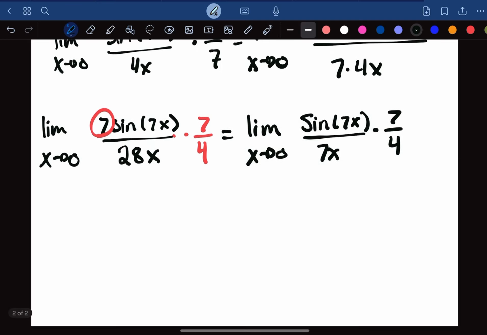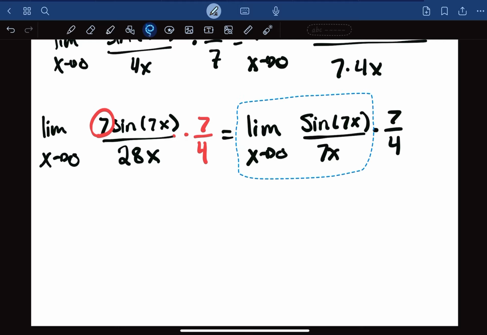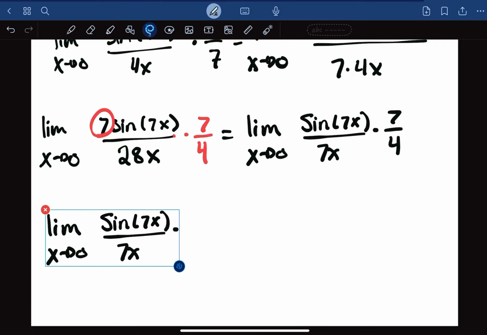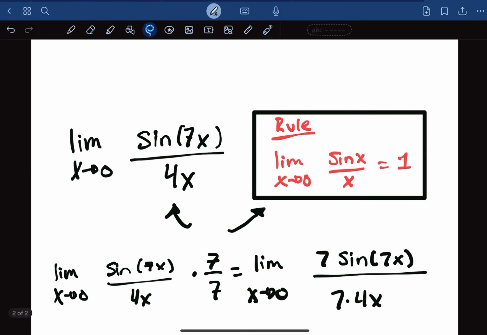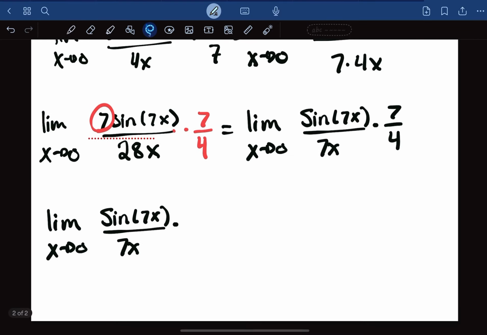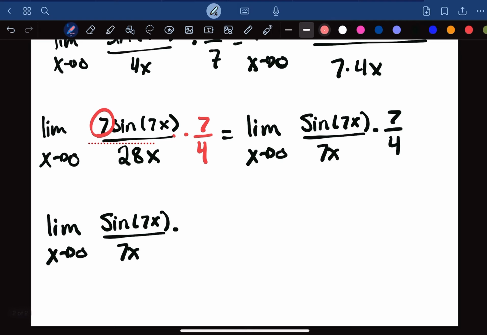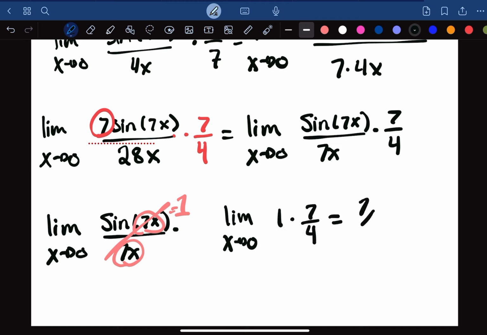So now having this limit as x is approaching 0 of sine 7x over 7x, this is basically the same thing as our rule where the limit as x is approaching 0 of sine x over x. So this is just going to become 1 using our rule. Because we have the 7x in the numerator and 7x in the denominator, this ends up just equaling 1. And so we end up having the limit as x is approaching 0 of 1 times 7 over 4, which is equal to 7 over 4.